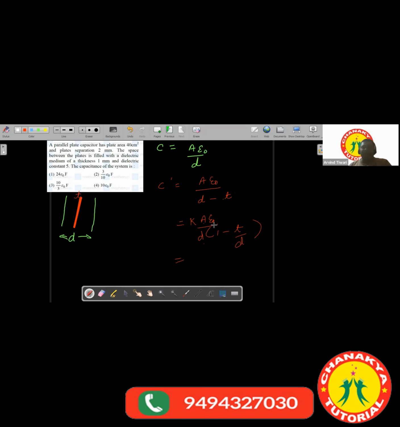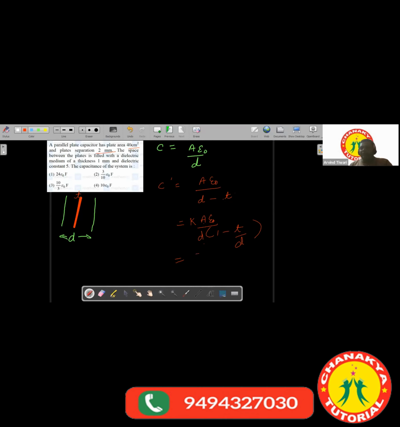So I hope you can solve this out and check the answer. You need to convert your centimeter and meter. The centimeter square, which is given as area, needs to be converted to meter square. And this D needs to be converted again. And you can find out the answer.